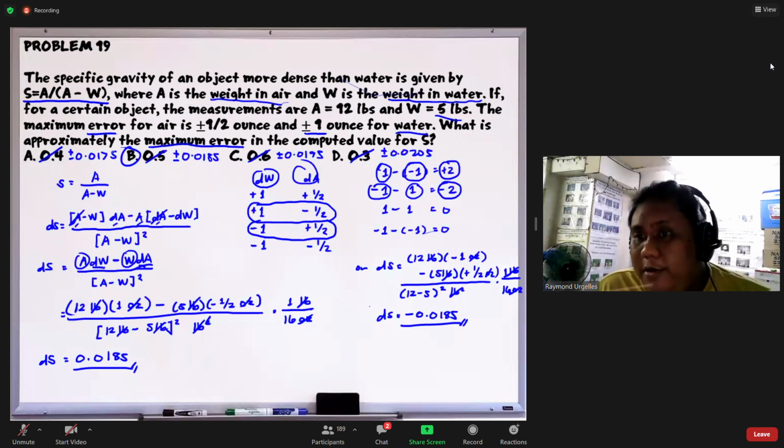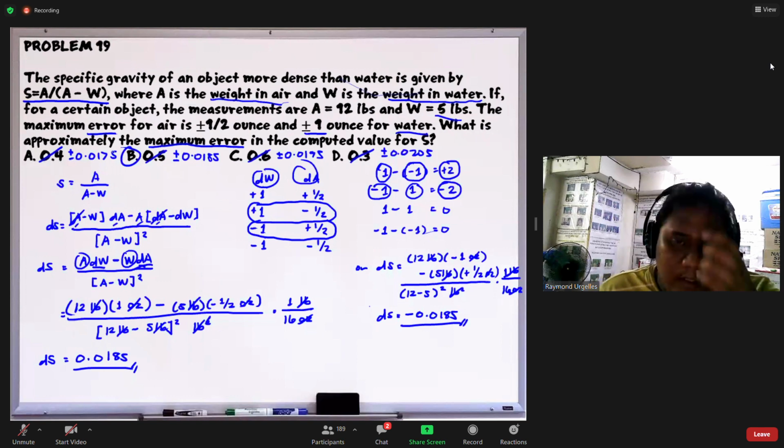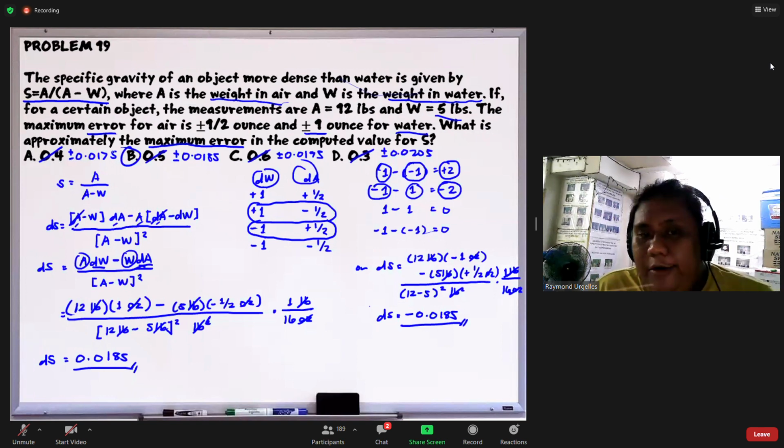Pag maximum error yung tinatanong, hanapin nyo yung best combination ng mga errors, para magbigay sa atin ng pinakamataas na final error do sa value na hinahanapan sa problem. Okay? So any questions for this part?